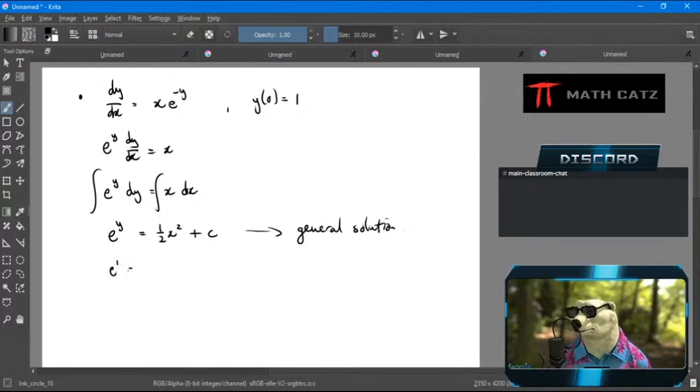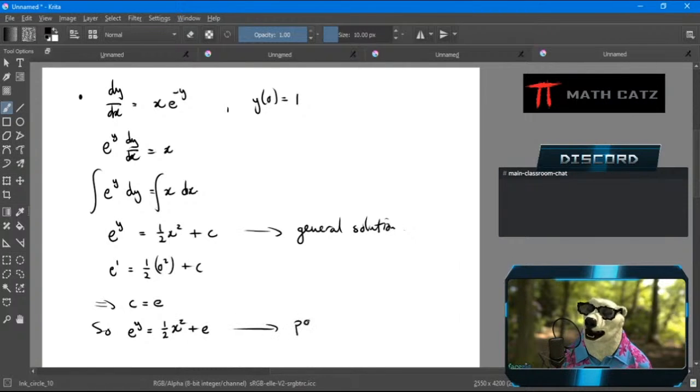Then I'm going to use my information that says when x is 0, y is 1. So e to the 1, X is 0 over there. And that tells me that c is equal to e. So my solution in equation form is e to the y equals 1/2 x squared plus e. And there's my particular solution.